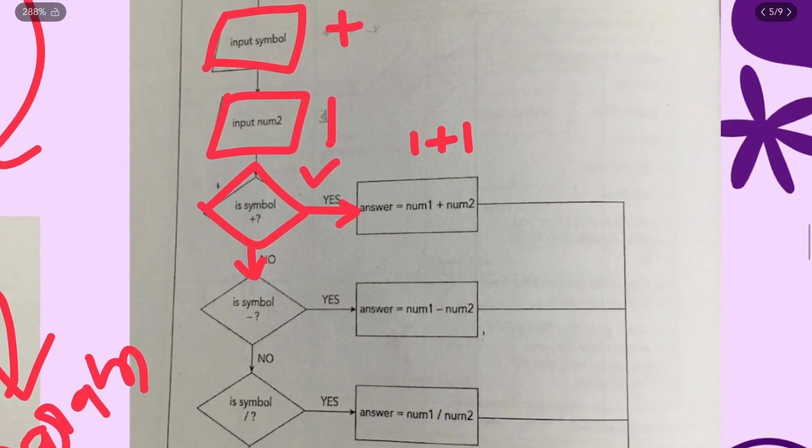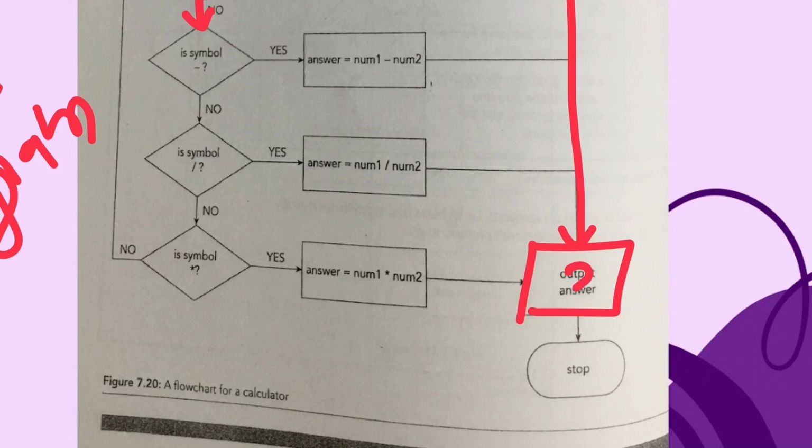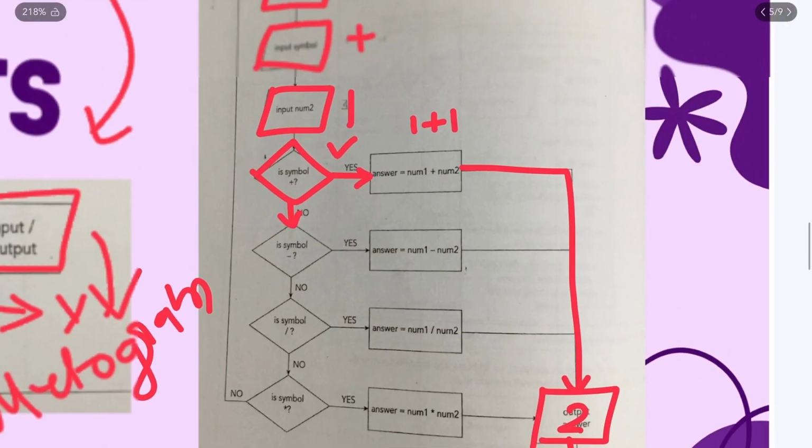And once that is carried out, it goes straight down to output answer. And you output the answer, which is 1 plus 1 is 2. So 2 is your result, and then it's directly gonna stop.